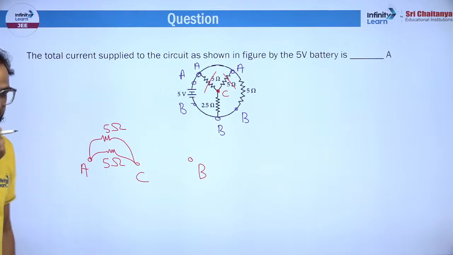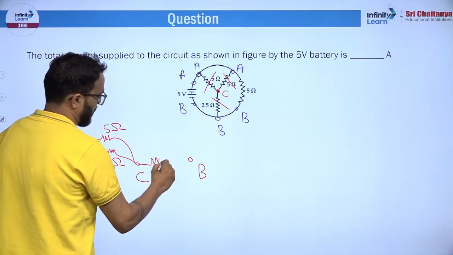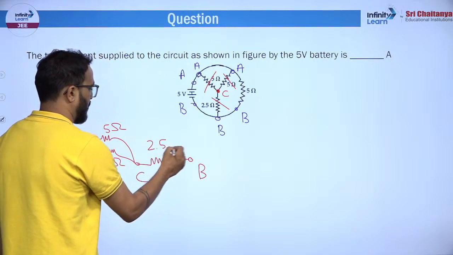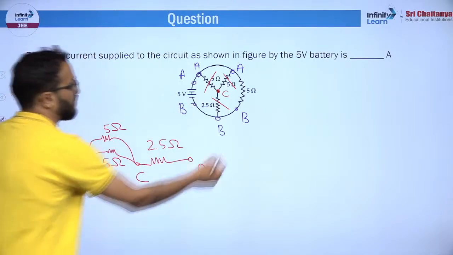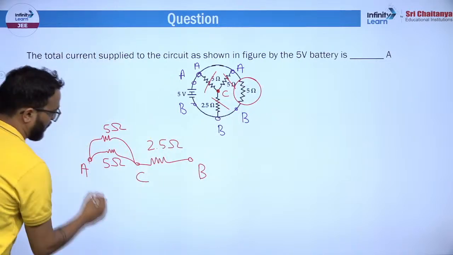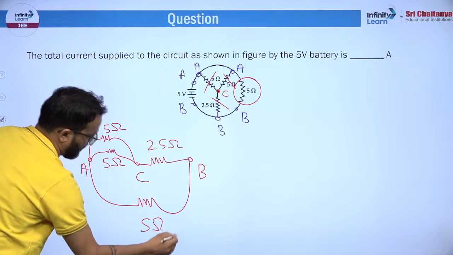Now how many resistances are there between C and B? You will say, sir, 2.5 ohms. 2.5 ohms. How many resistances are there directly between A and B? You will say, sir, 5 ohm, this one. This is 5 ohms. Can you see that?